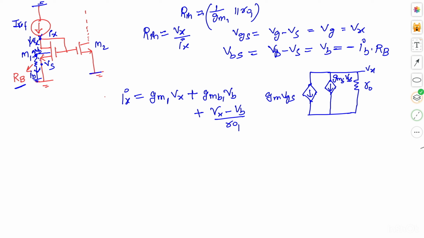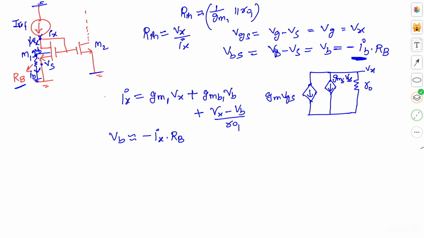Now, if you see this circuit carefully, here VB tracks a portion of the channel voltage drop. So in a simplified layout where bulk tracks the source loop, I can simply write VB is almost equal to minus of Ix into RB. We just now wrote VB is equal to minus IB into RB. But since VB will be tracking a portion of the channel voltage drop and it will track the source loop, we can simply write VB will be almost equal to minus Ix into RB.